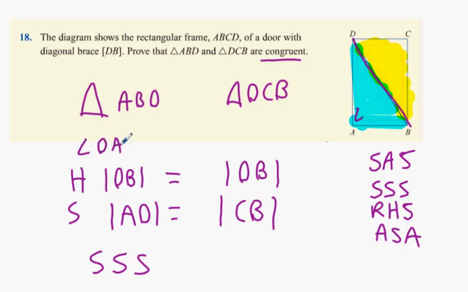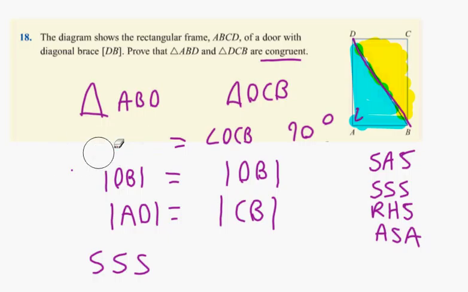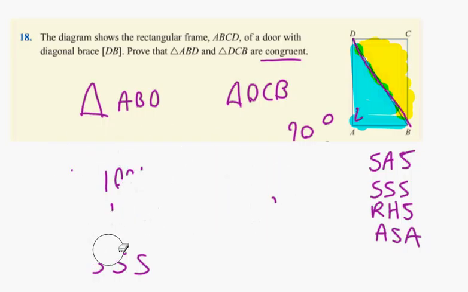What would the other angle be on this one? The other right angle triangle in the yellow one equals DCB. And you say 90 degrees. Person B has proved they're congruent. Sorry, Paddy. Person B has proved they're congruent by RHS.